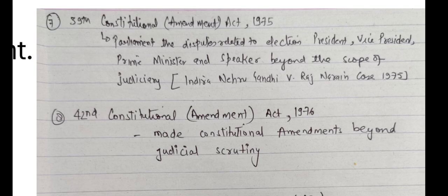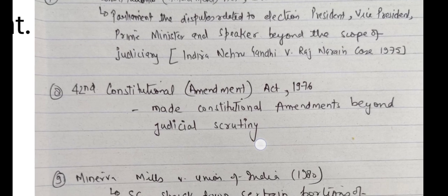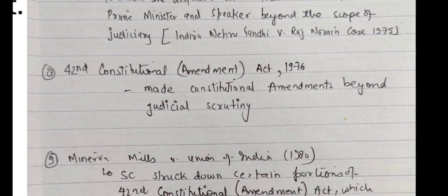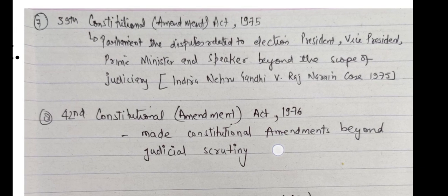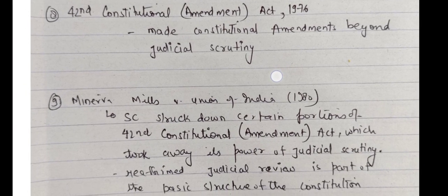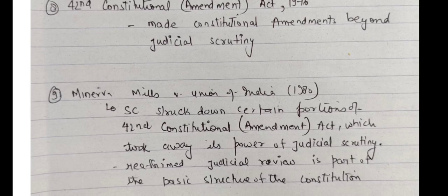In order to save her Prime Ministership and the Lok Sabha seat, she did this. Finally, in the 42nd Constitutional Amendment Act, a provision was made that put a Constitutional Amendment Act beyond judicial scrutiny. So in one way or the other, it was slowly and steadily taking away the judicial review power of the Supreme Court. The Supreme Court also waited for its turn. Fine.